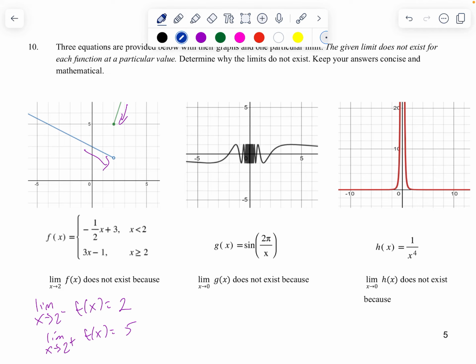And this limit, don't worry about this one. And the limit as x approaches 0 of h of x on the left and the right does not exist because the y value doesn't approach a number.